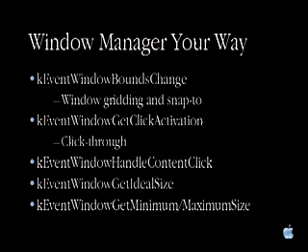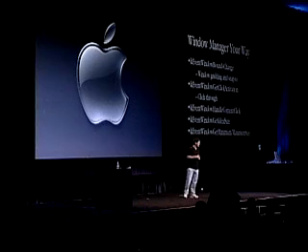The first is kEventWindowBoundsChanging. Whenever you are dragging a window or resizing a window, we will send out kEventWindowBoundsChanging. And that should actually be "changing", but it's a little typo there. You can actually use this to do window gridding, snap-to behavior. We can have palettes snap together or to the edges of the screen. That would be the most common use for that.